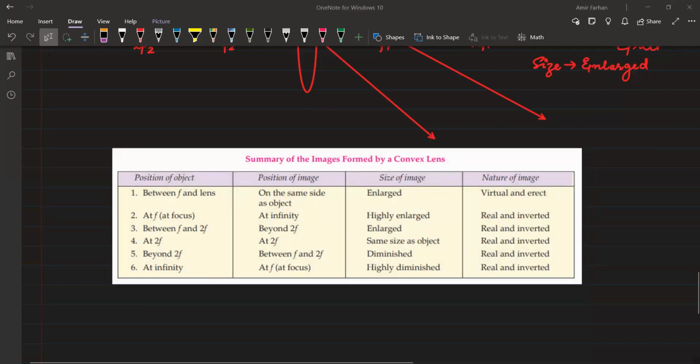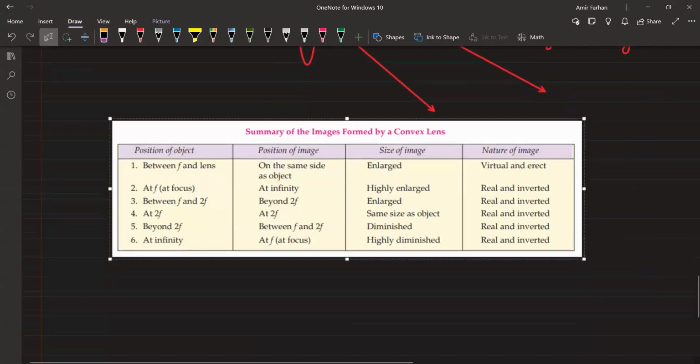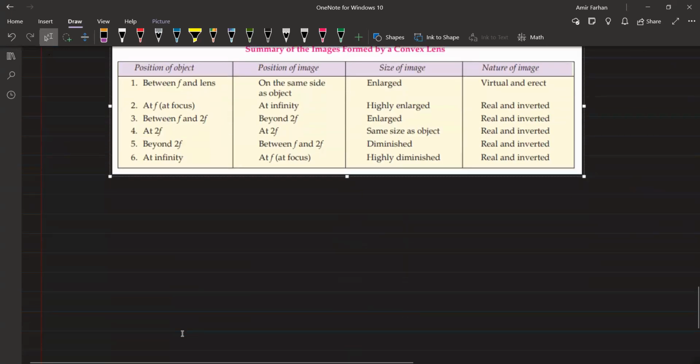So this is the summary of this table. This is the opposite of the book's table because I have taken the sequence from infinity to between focus and optical center, but they have taken it in the opposite manner. They have taken the virtual case first and then all the real cases, but we have taken the real cases first and then the virtual case. So there is no need to worry, you just have to remember this. Clear? Everyone, is this clear to you or not? Yes, sir. That's great.